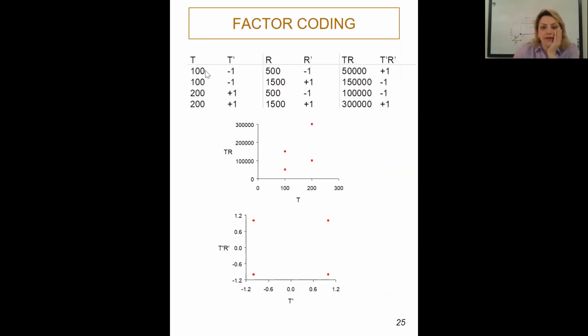Look at here, you can do that as a practice. We worked on the 100 for coding the temperature. Try to practice it for yourself for the high level of the temperature, and then for the rate that we had, try to code it, and then the interaction of T and R, try to code it as well.